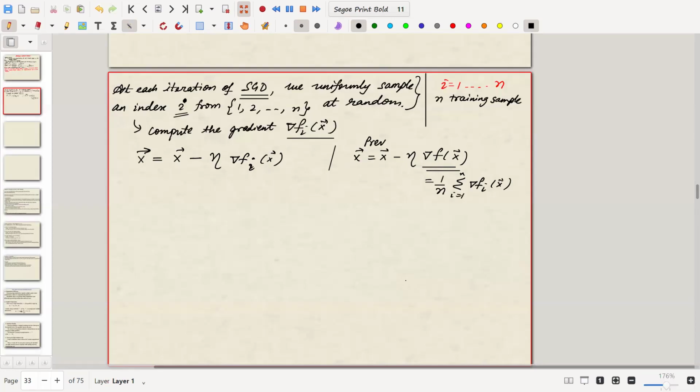Okay, now observe the computational cost at each iteration. Order 1. Why order 1? Previously you were taking the summation, order n. Here just one variable is there, so it is order 1. Isn't it? Yes. So can you see which one is easier?